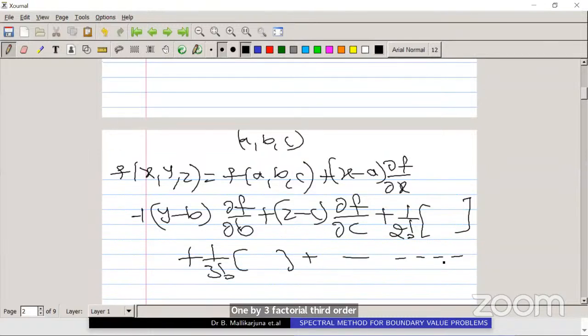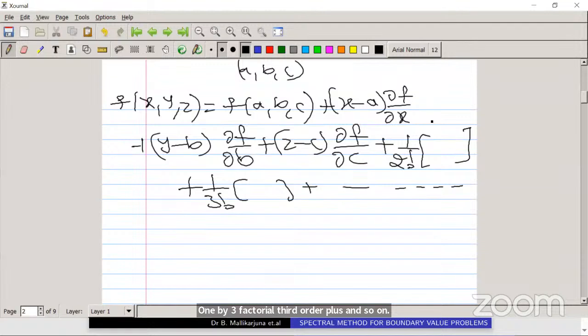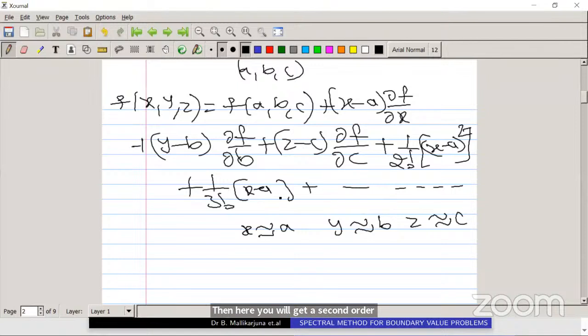and so on. Okay, so let us neglect these, because x is approximately a, y is approximately b, z is approximately c. Then here you will get second order powers. Here you will get third order powers. Suppose if we neglect these, till the first order, suppose. So what you will get?